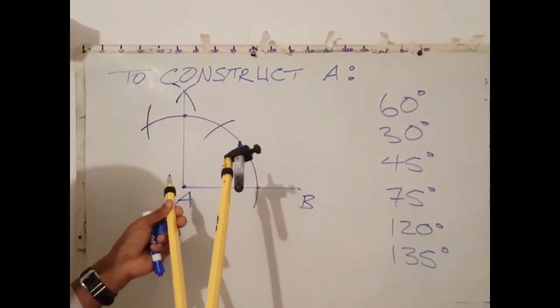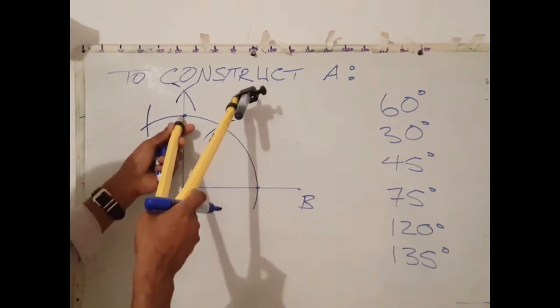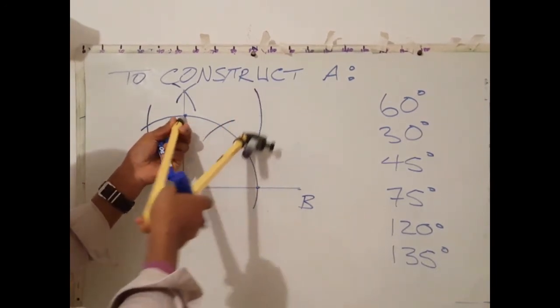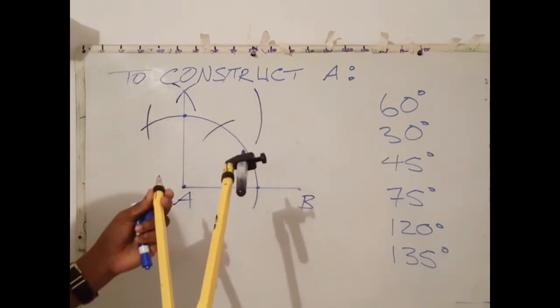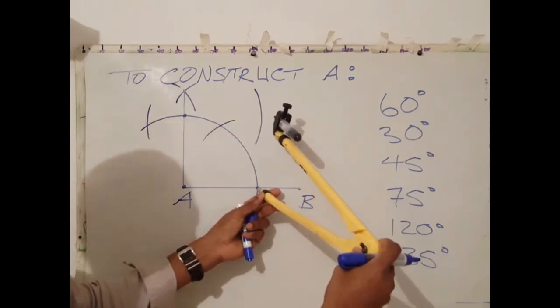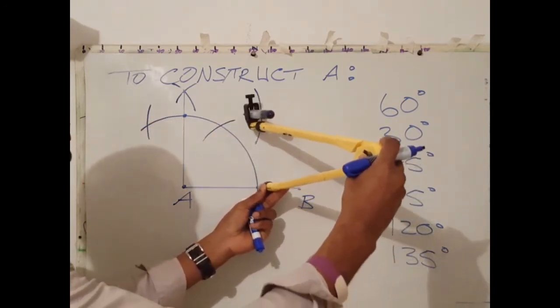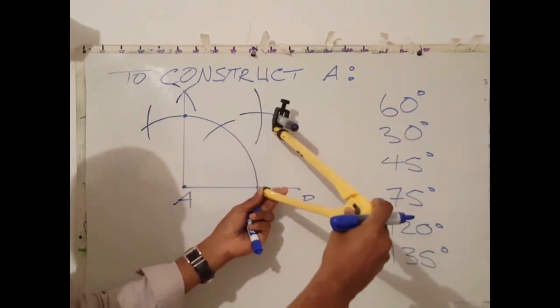So I readjust my compass to a suitable radius. Here as center, scribe an arc. Without changing the radius, go to this point, square my next arc.